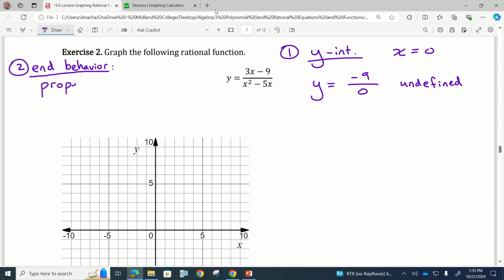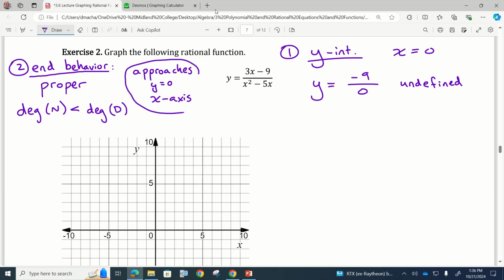This is proper because the degree of my numerator is 1 and the degree of my denominator is 2. And that means my end behavior approaches the horizontal line at y equals 0. Or if you want to think about it like this, it approaches the x-axis. That's always the case for a proper rational function.